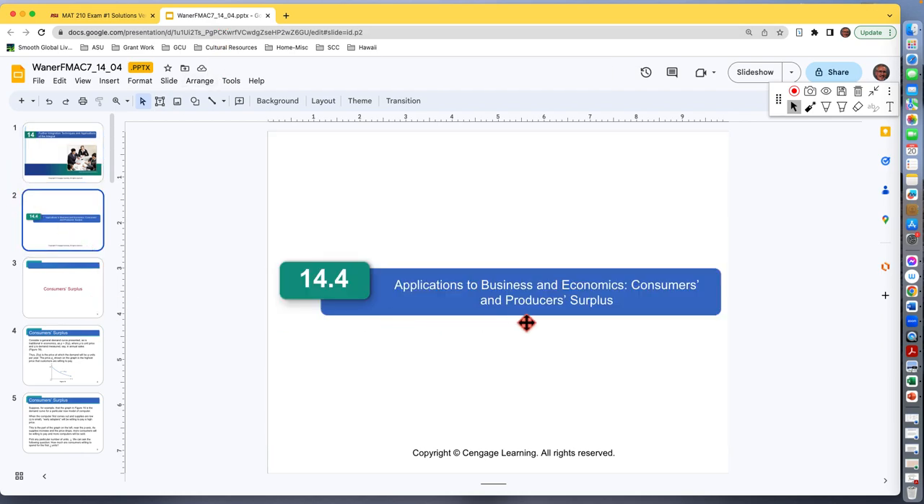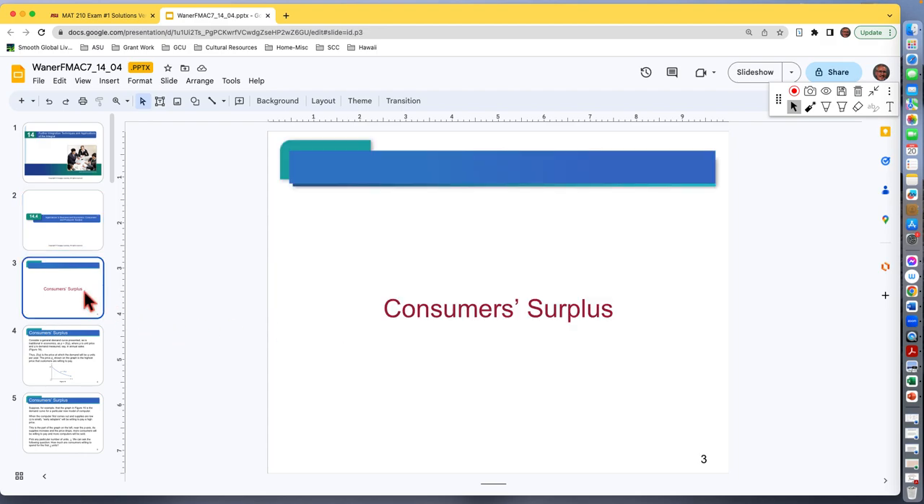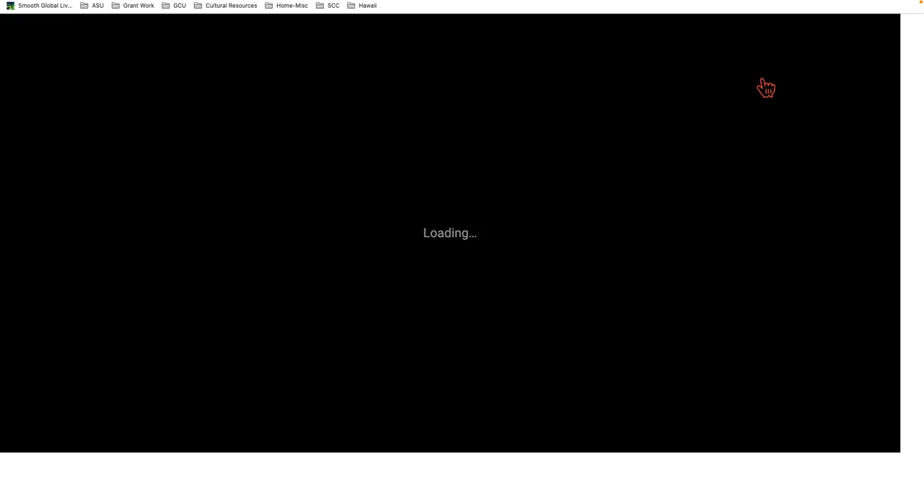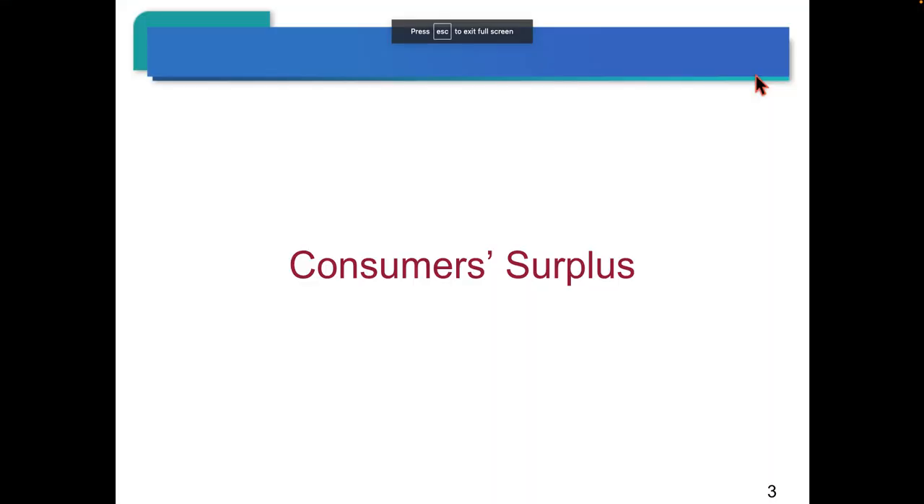Okay, so we're looking at applications of business economics. So this is going to be consumer and producer surplus. Okay, so how many people do we have in here that are in economics? Okay, good. Wow, almost this whole side. So you're going to be helpful. Okay, this should be something that resonates very well with you.